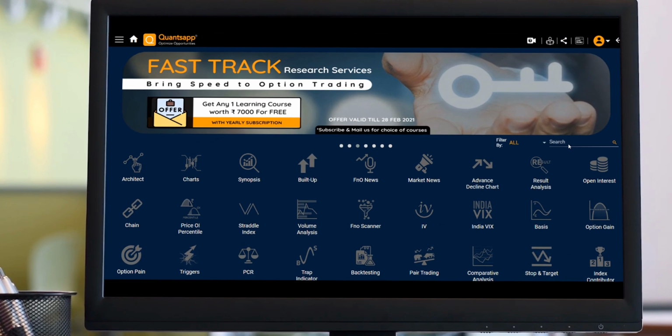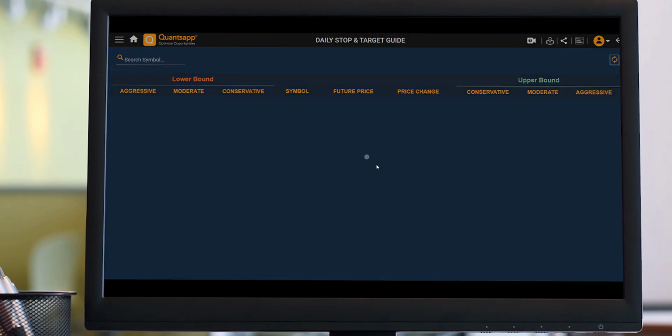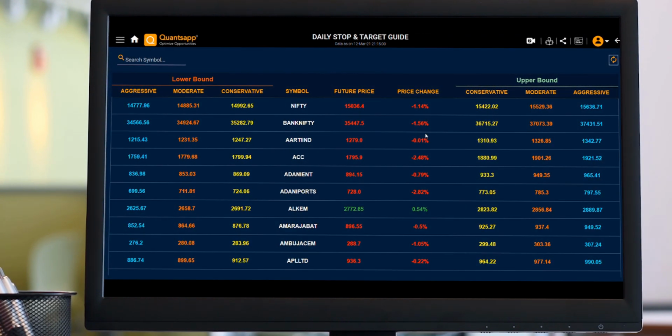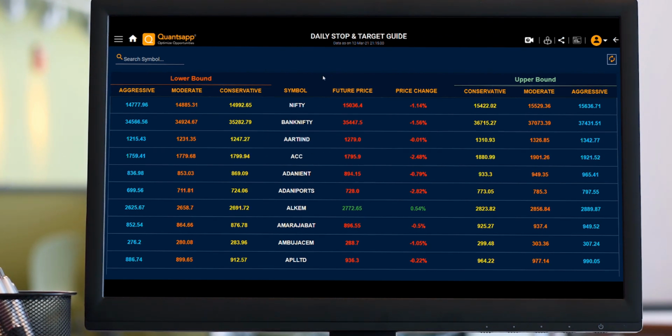So today we are going to understand the stop and target tool in QuantSap. The stop and target tool in the application shows us, for each and every script under FNO, what should be the lower bound and the upper bound based upon the implied volatilities of those individual scripts. As we open the tool, the scripts are sorted automatically in ascending order, wherein the indices pop up first.